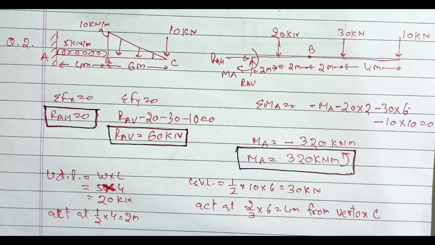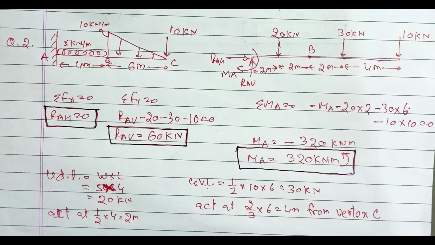So RAV equal to 60 kilonewton. Now take moment about point A. So moment of RAH and RAV will be 0. MA is trying to rotate the body in clockwise direction. So minus MA, minus 20 into 2, minus 30 into 6, minus 10 into 10 equal to 0.